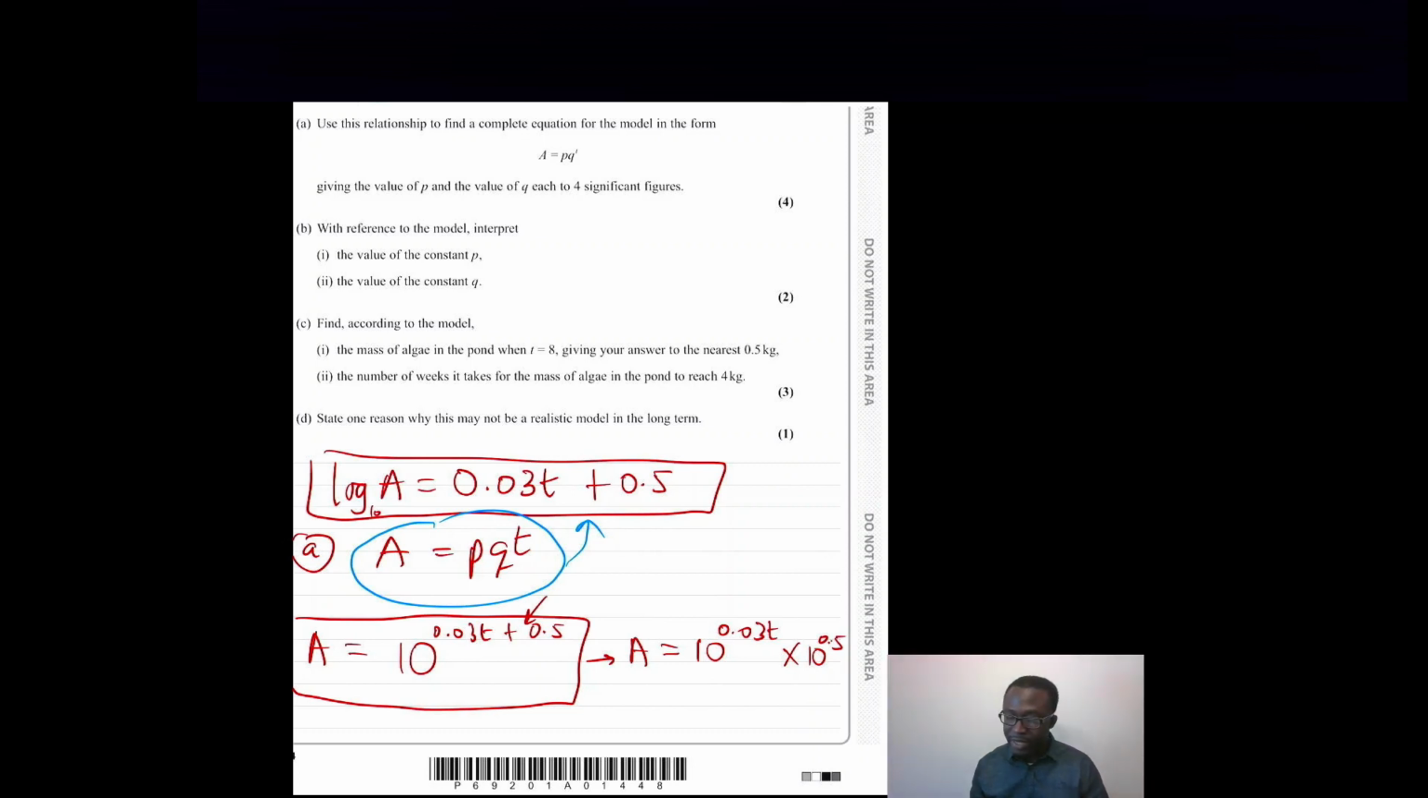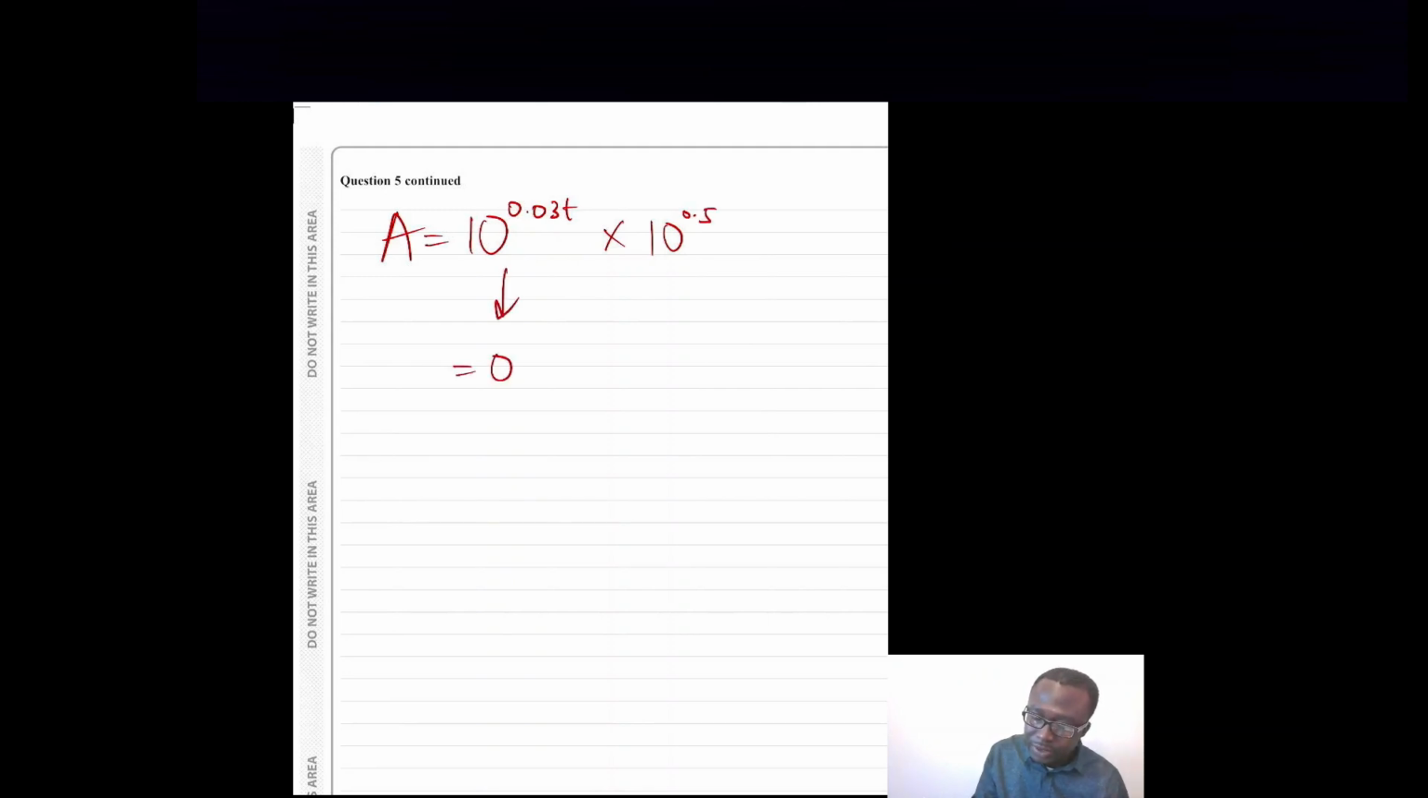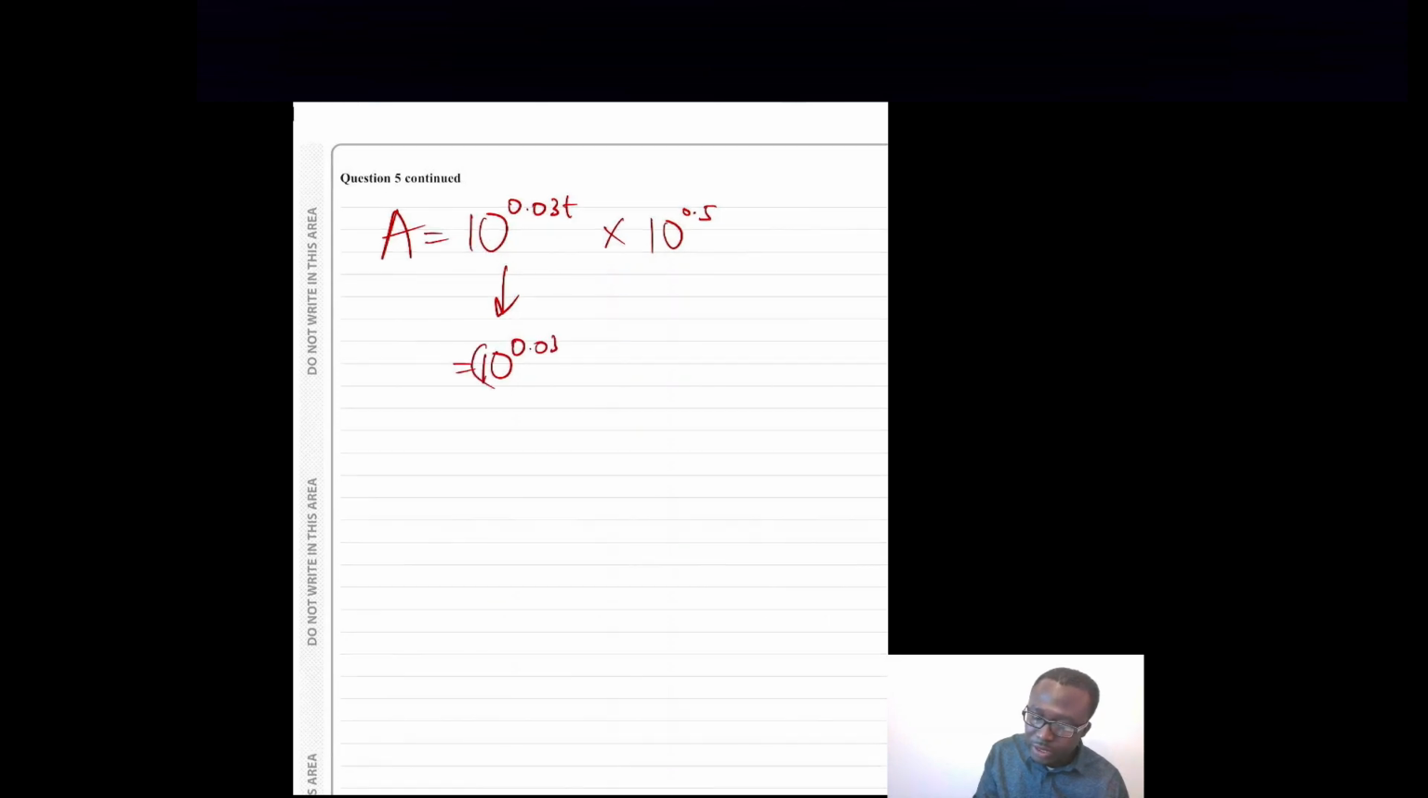Okay, now right from here, I can then rewrite the whole thing. So I've got A equals 10 to the power 0.03T times 10 to the power 0.5. Now this here is the same as saying 10 to the power 0.03 with a T outside, and here 10 to the power 0.5, which is the same as square root of 10, which you can use a calculator to do. You can then write it as 3.162. So let's leave it to 4 decimal places for now, and then we'll check what the question says. So we've got A there.